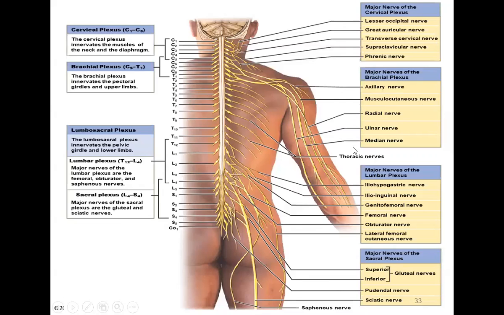Okay, and then see this, the thoracic nerves. Write a little note to yourself: there is no such thing as a plexus between T2 and T11. You see there's a huge jump from T1 to T12 when we're talking about our plexuses. We don't have a plexus in the thoracic area.